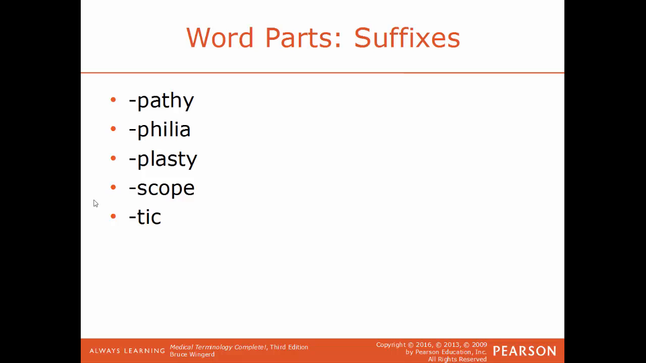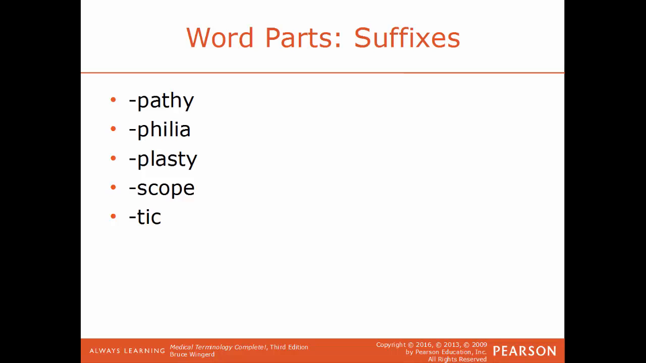See, the suffix pathy means disease. Like a pathogen is something that causes disease. Philia means loving. So hydrophilia is a structure that will love water. Plasty means the surgical repair of. The one we talked about earlier, rhinoplasty, the surgical repair of the nose. See, the suffix scope means an instrument that's used to look at.